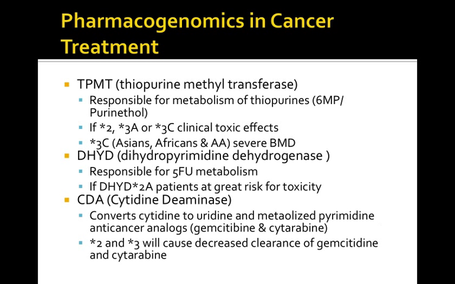Cytidine deaminase, same idea. This converts cytidine to uridine, and it's used to metabolize, rather than metabolize, there's a B missing there, I'm sorry, anti-cancer analogs like gemcitabine and cytarabine. If they're the 2 or 3 variant, there will be a decrease in the clearance of these drugs.